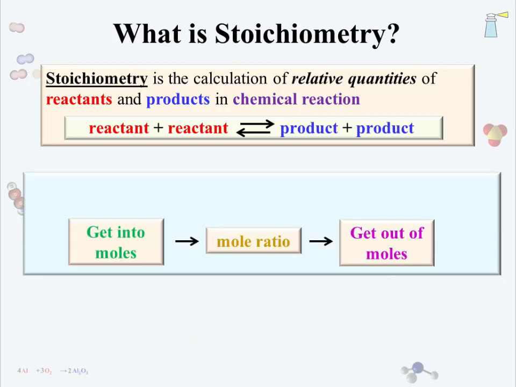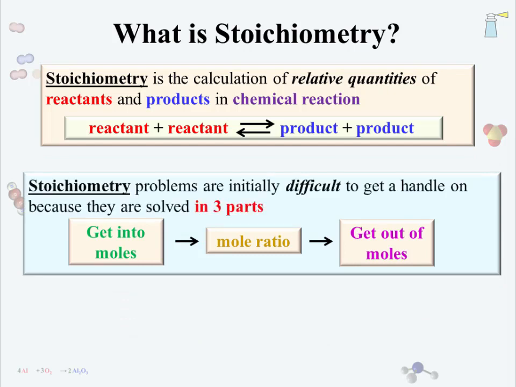Let's look at this difference in a little more depth and patiently build up the process of stoichiometry problem solving. Stoichiometry problems are initially difficult to get a handle on because many are solved in 3 parts. The refrain that will be used repeatedly in the study of stoichiometry will be: get into moles, mole ratio, it is the center of the solution, and get out of moles.